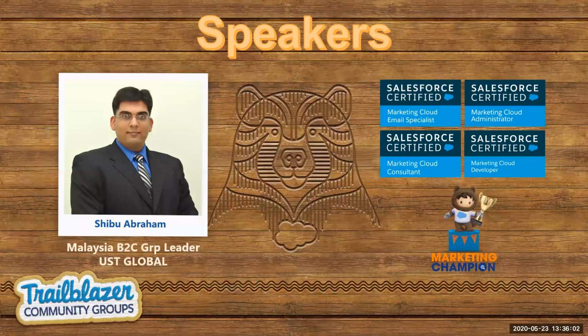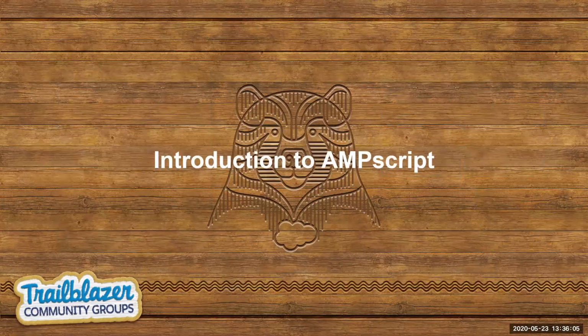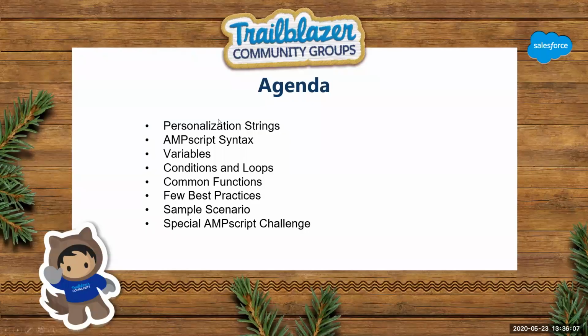Today's agenda will cover a little about personalization strings, AMP script, the basic syntax, variables, and how we use it, and then a few of the most common functions that you would come across when you start doing AMP script. Some best practices, and we will even look at a sample scenario of how you would use it in an actual email. Towards the end, I do have a special challenge for you that I would like you to participate in, and of course, there are prizes for that as well. We'll talk about that towards the end of the call.